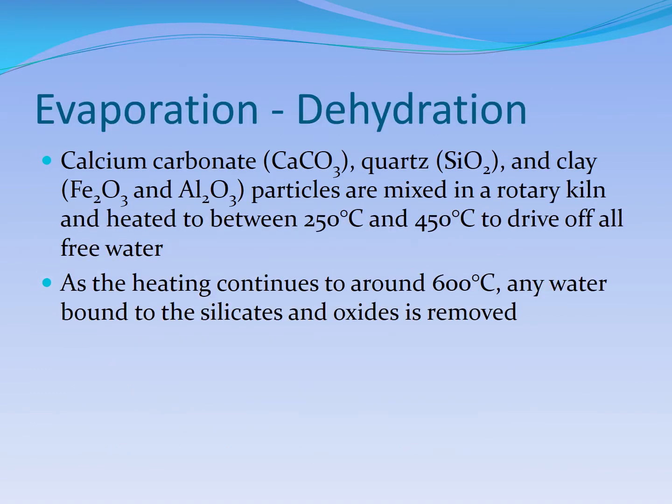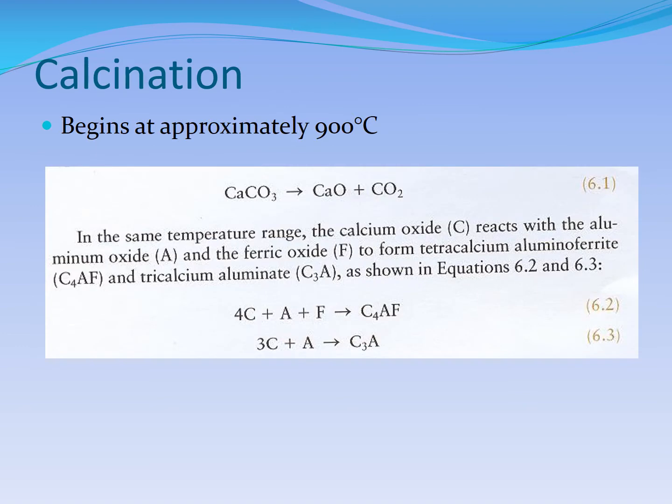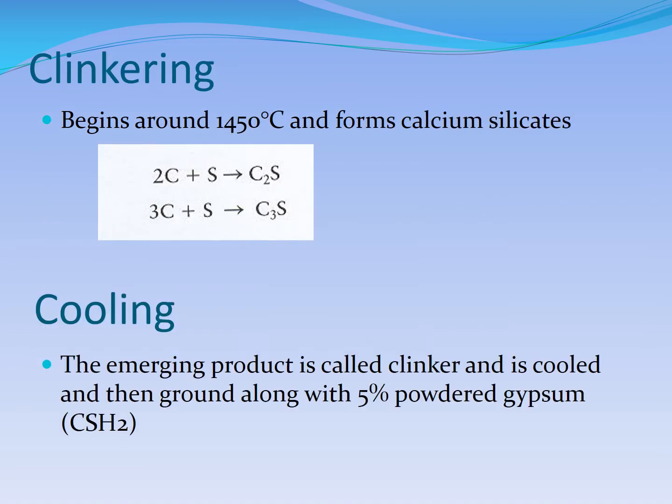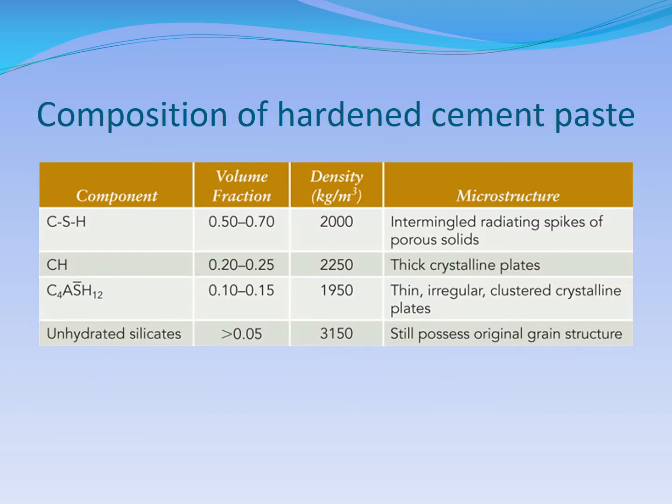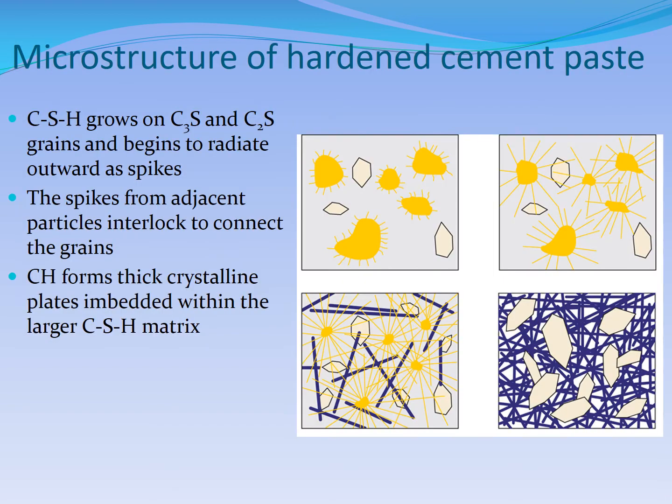What is evaporation and dehydration? What is calcination? What is clinkering? What is cooling, right? So quickly, so that you have a rough idea of what it is. Then the composition of the hardened cement paste. The components are there: C, S, H. Remember, C is one thing, S is one thing, H is one thing. We have the names before. What is the volume fraction? What is the density? What type of microstructure is there? Microstructure of hardened cement paste, right?